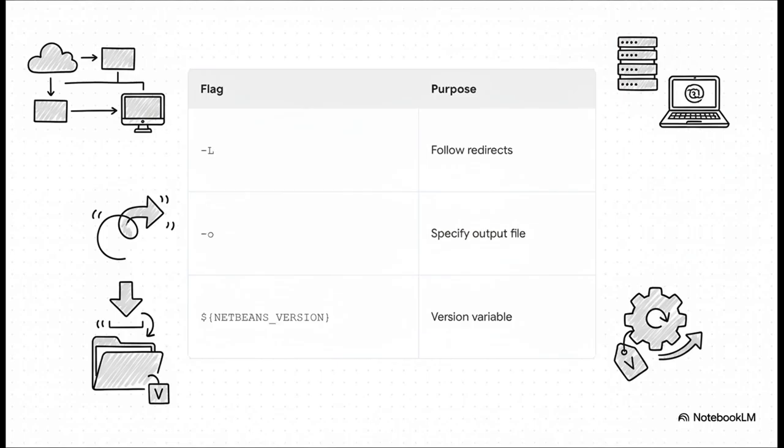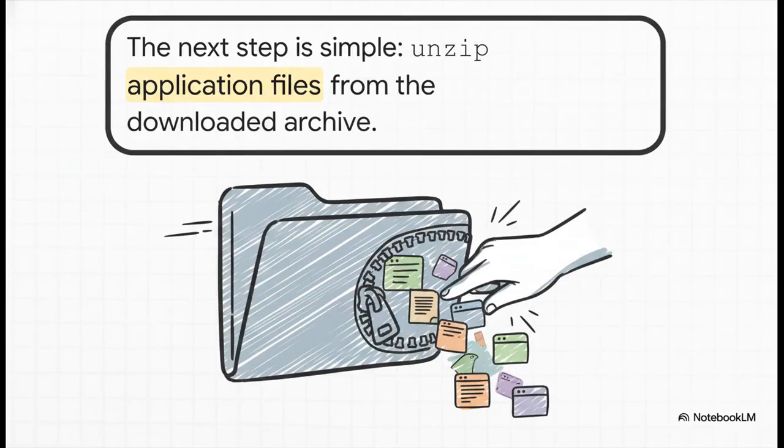And if we break that command down, you can see it's made of a few key parts. That little L flag, super important. It tells curl to follow any server redirects, which happens all the time on download sites. The O is simple, it just lets us name the file we're saving. And this part right here, $NetBeans version, that is the secret sauce that makes the script so flexible. It's a variable we can change for every single new release without touching the code. And once that download is finished, the next step is, well, it's exactly what you'd expect. We just unzip the archive to get all the application files out so we can work with them.